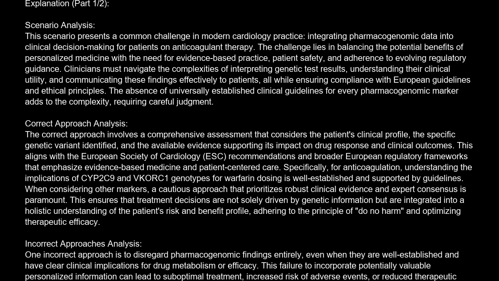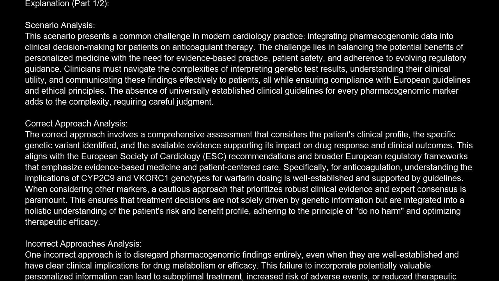Incorrect approaches analysis. One incorrect approach is to disregard pharmacogenomic findings entirely, even when they are well established and have clear clinical implications for drug metabolism or efficacy. This failure to incorporate potentially valuable personalized information can lead to suboptimal treatment, increased risk of adverse events, or reduced therapeutic benefit, contravening the principles of personalized medicine and potentially violating ethical obligations to provide the best possible care.